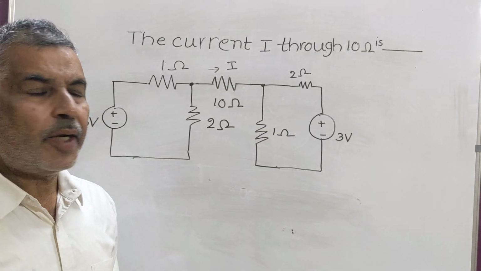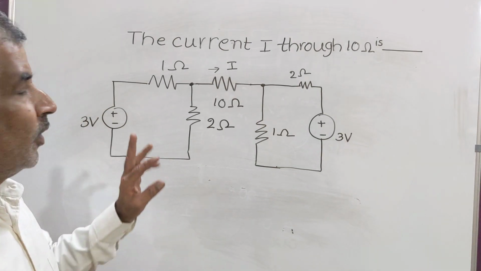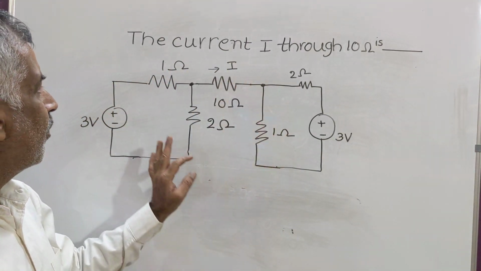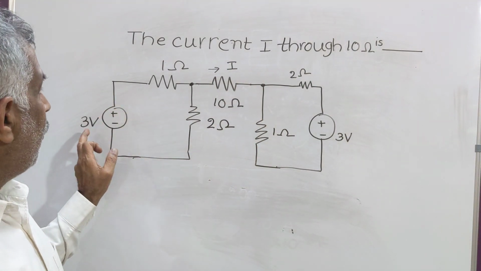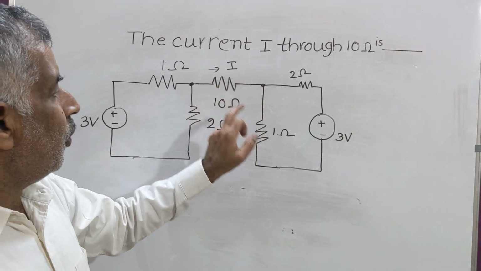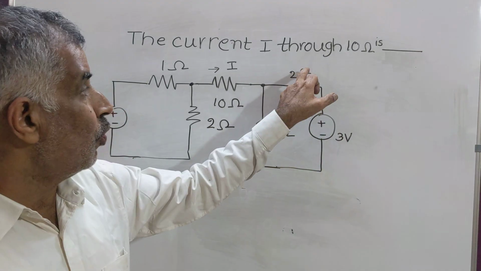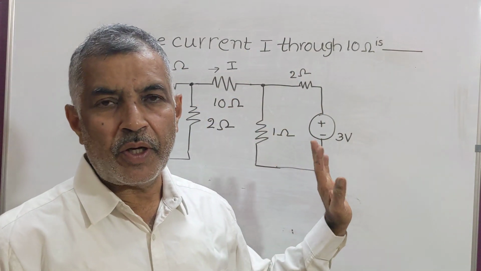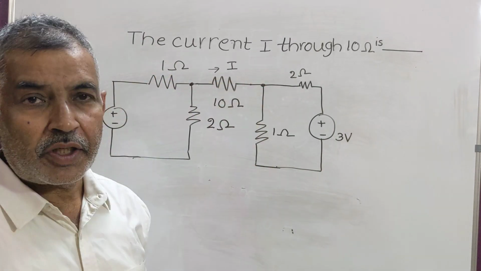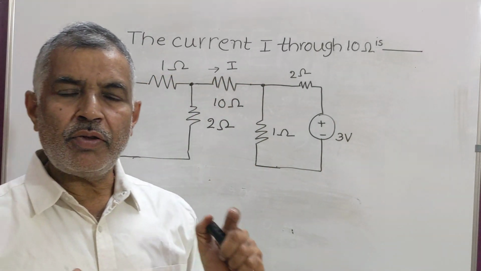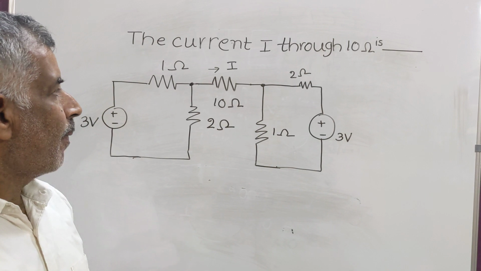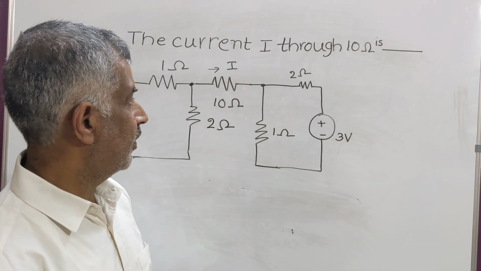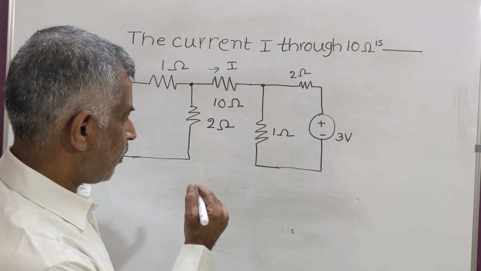Now coming to the second problem in this class, again from EC stream. This is the problem: 3 volt source, 1 ohm, 2 ohm, 10 ohms, 1 ohm, 3 volts, 2 ohms. What is the current through 10 ohms? This is a 2-mark question. As soon as you look into this, you must know one very important basic. That basic I will explain.